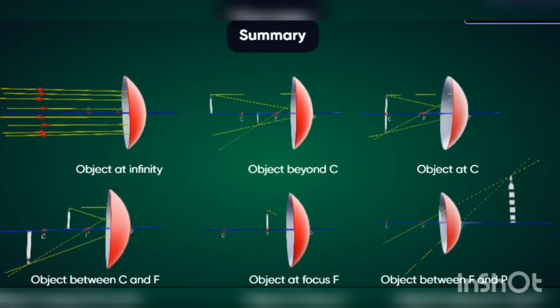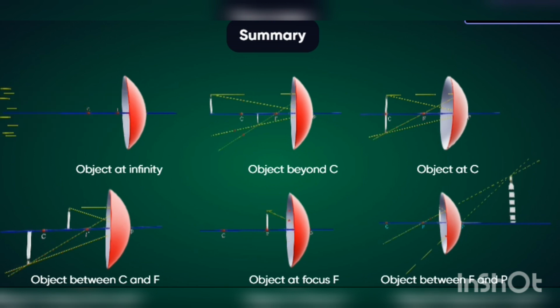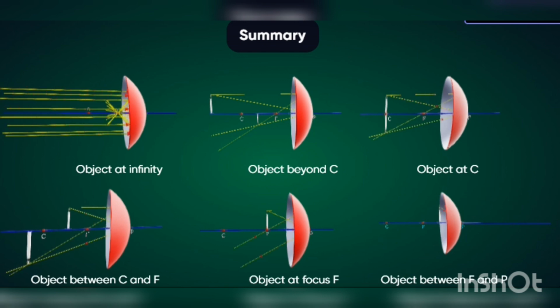So here is a quick summary of all the 6 cases. Object at infinity. Where is the image formed? Image is formed at F. It is real and inverted and it is point size, very diminished. Next is object beyond C. Image is formed between C and F. It is real and inverted and smaller than the object.